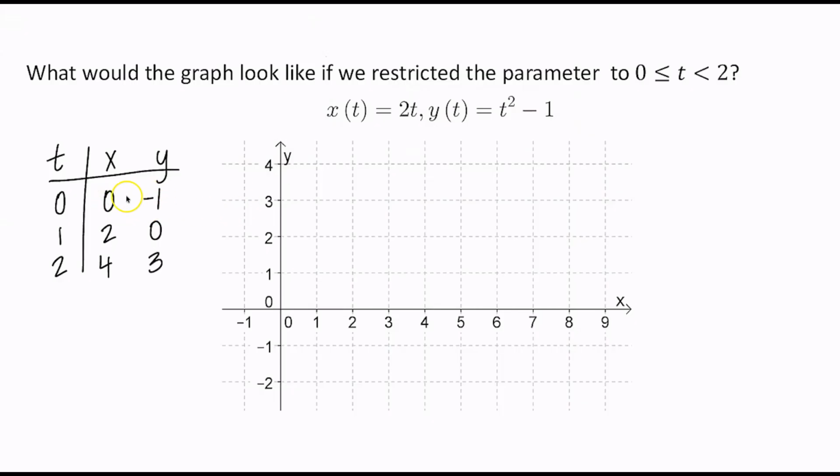So we're going to go ahead now and plot the point at 0, negative 1. And I am going to put a filled in circle there because the t value was included in the parameter. Now my next point is at 2, 0. And so my direction of motion is increasing here. And my next point is at 4, 3. But there I'm actually going to put an open circle because 2 is not included. So we just had t is less than 2. So I'm going to continue the direction of motion, but it should not be a filled in circle right there at 4, 3. So this is what the graph would look like if we restricted the parameter.